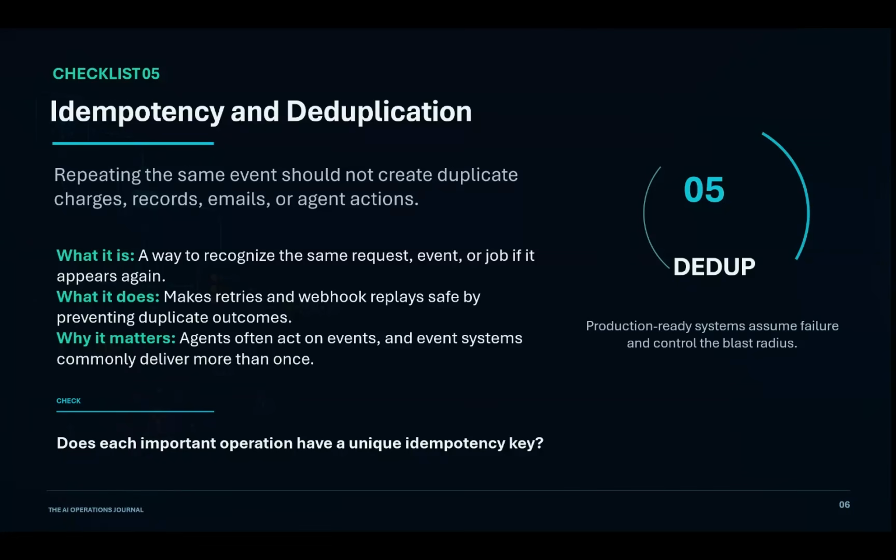And you have to ask yourself if each important operation has a unique idempotency key in your system. And again, this goes with the retries and webhook replays, because if you retry an operation, it's important that you don't retry it like a new transaction. It's important that you have this identifier that knows this is the same transaction that I tried 4 seconds ago that I'm going to retry again, so you don't create duplications.